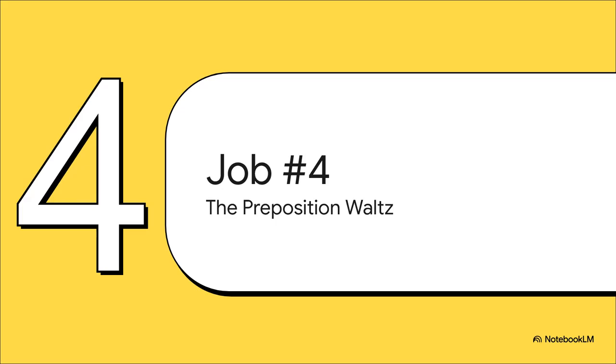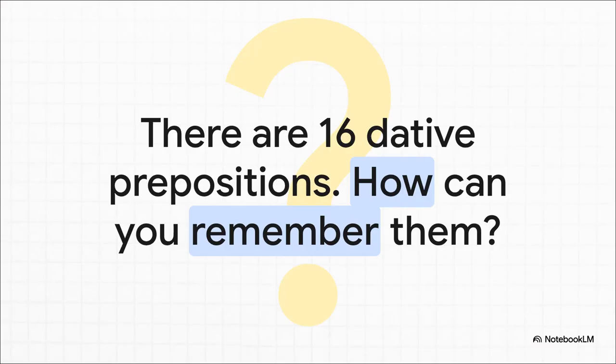Okay, time for the grand finale. The final and maybe the most well-known job of the dative case. We've seen it with verbs, with adjectives, and now we get to its famous partnership with prepositions. So our source material says there are 16 dative prepositions in total. And your first reaction is probably, 16? You've got to be kidding me. It sounds completely impossible, like something you'd have to just grind into your brain with flashcards for weeks.